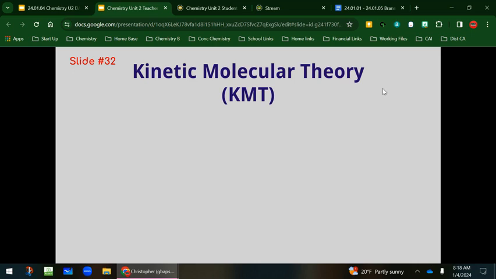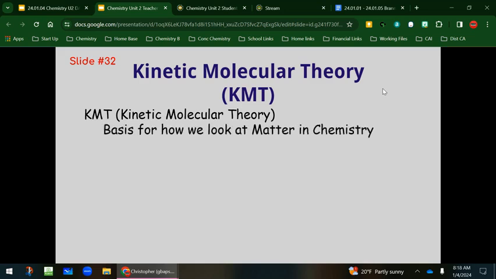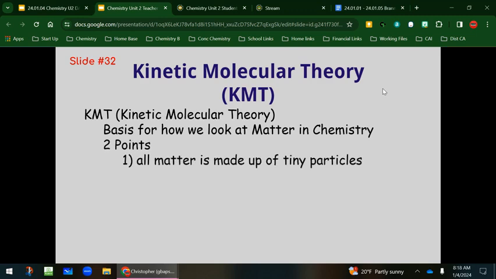Now, there are 2 points to kinetic molecular theory, ladies and gentlemen, or KMT. And it is how we look at matter in chemistry. Point number 1, all matter is made up of tiny particles. Now, this part is indisputable. All matter is made up of tiny particles. What do we call them? Atoms or molecules. There's a list of them right there, ladies and gentlemen.